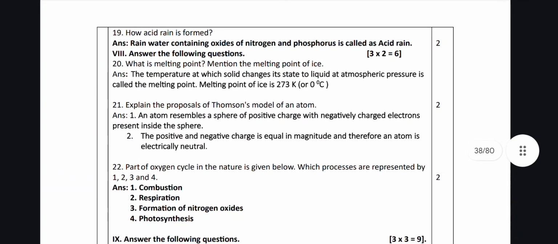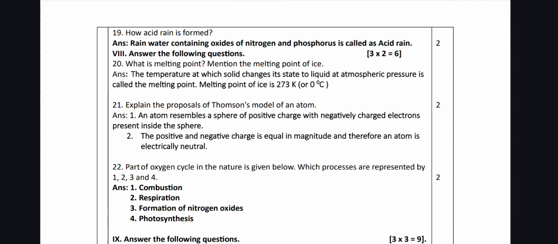How is acid rain formed? See, rainwater containing oxides of nitrogen, phosphorus and sulfur is called acid rain. Answer the following questions. What is melting point? Mention the melting point of ice. See, the temperature at which a solid changes its state to liquid at atmospheric pressure is called the melting point. A solid ice cube becoming water is the melting process. So the melting point of ice is 273 K.